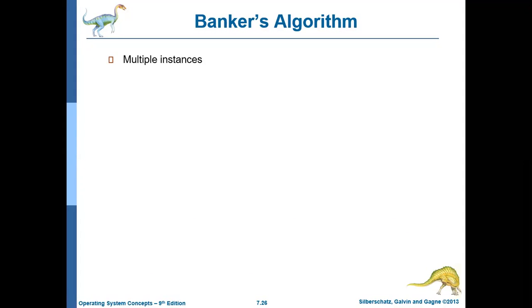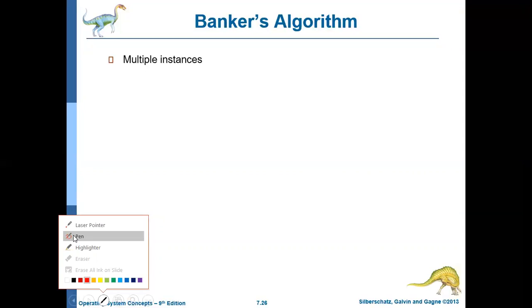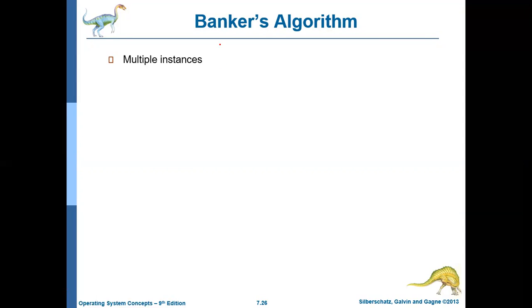Resource allocation graph can be used as a deadlock avoidance algorithm if we have only one instance of all types of resource. But if you have more than one instance of some of the resources or for all the resources, then we cannot go with resource allocation graph. In that situation, we should go for Banker's algorithm. So basically, Banker's algorithm is a deadlock avoidance algorithm.